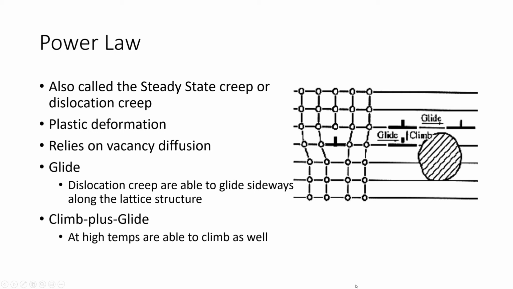And in climb plus glide, at a higher temperature level, instead of just gliding, the dislocation can move upwards as well, and it breaks more and more of the lattice structure right here, instead of just breaking the sideways one.